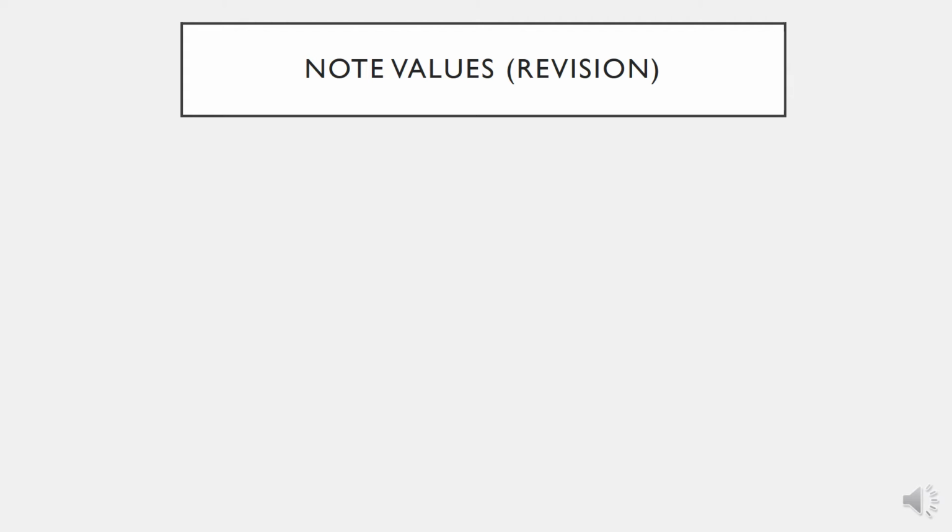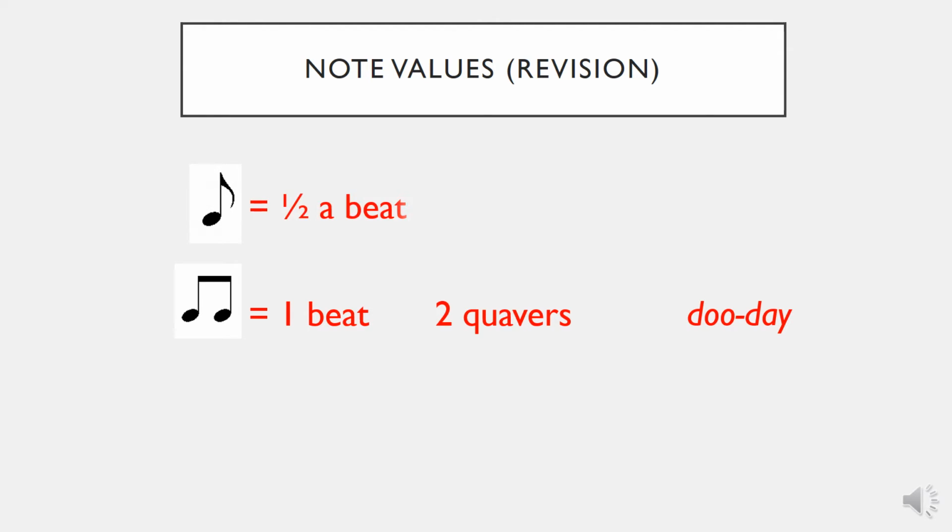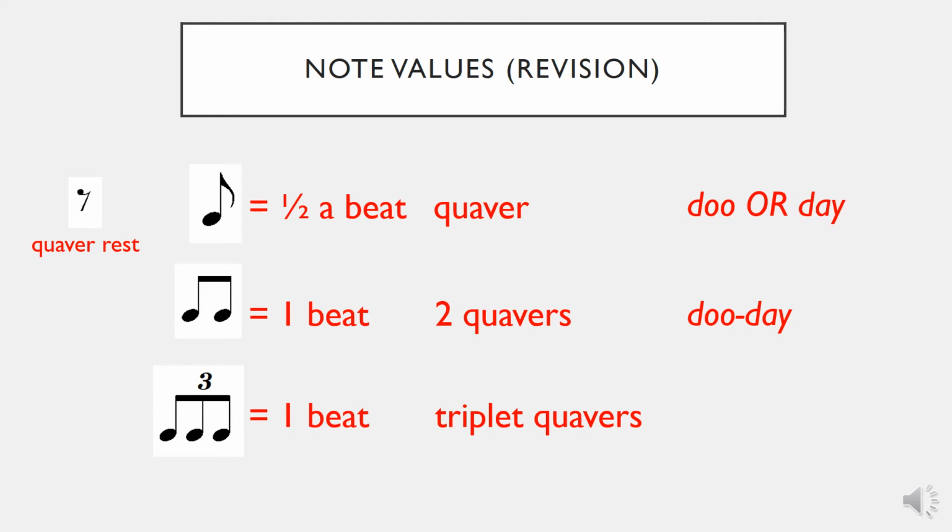Quavers are worth half a beat each and are often grouped together like this, with 2 quavers making up 1 whole beat. When they are in pairs like this, we say do-day, but if there is 1 quaver on its own, worth half a beat, we would say either do or day, depending on whether it's the first or the second half of the beat. This might sound a bit complicated, so don't worry if it doesn't quite make sense yet. The other half of the beat might be made up with a quaver rest, which looks like this. 3 quavers can also be fitted into 1 beat, and this is called a triplet. We say doppity, making sure each syllable is the same length.